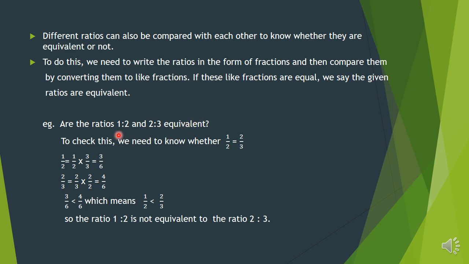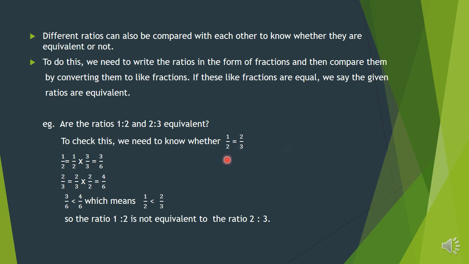Here we have got two ratios and we have to see whether they are equivalent or not. First of all, we have to convert these given ratios into fractions. 1 is to 2 we can write as 1 by 2 and 2 is to 3 we can write as 2 by 3, and we have to see whether they are equal or not. Okay, for this we have to find the LCM. LCM means we have to find the LCM of denominators. Here the denominator is 2 and in the next fraction it is 3, and 2 and 3 children, no need to find LCM. We can use the clue.